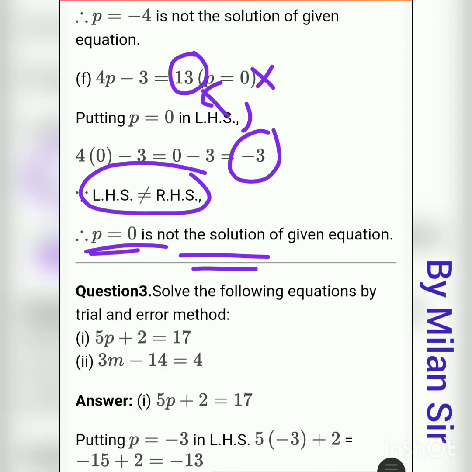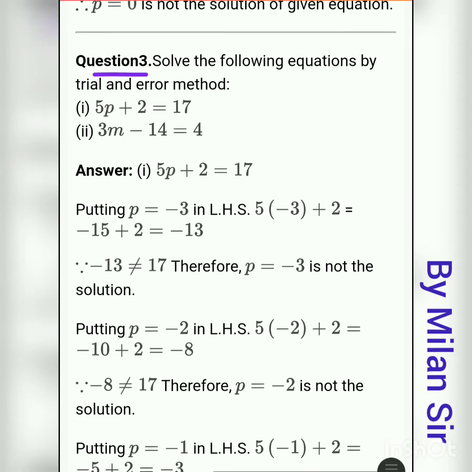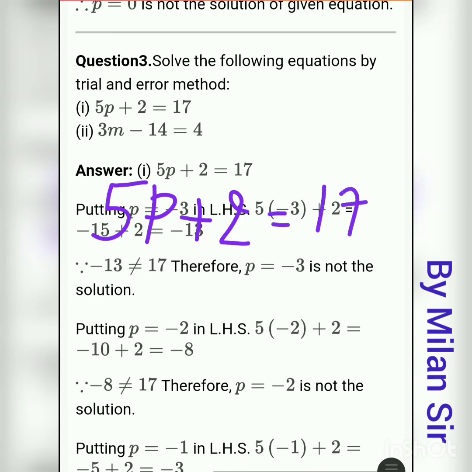Okay. So again in question number 1 and 2, we just need to check the values. After that, question 3, solve the following equation by trial and error method. So here so many trials we need to do. So we are not using this method. We just use the direct method. Here we have the equation 5p plus 2 equals 17. If we want to solve this equation, one by one all the numerical values we need to transfer to the other side so that we can get the value of our variable.